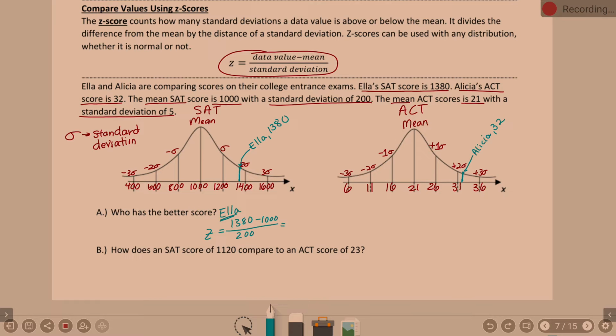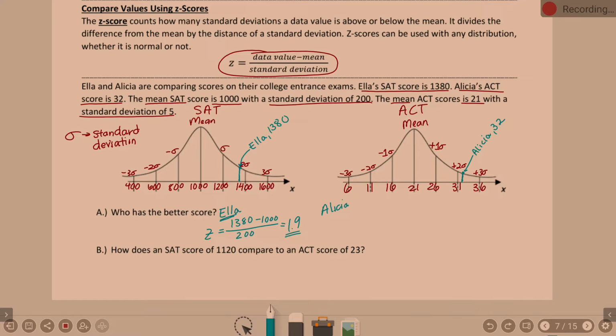What are we getting? 1.9. Make sure that's right. Does 1.9 make sense? Yeah, because it's right below 2. We know that it's supposed to be right below 2 standard deviations, and so 1.9 would be right below 2 standard deviations.